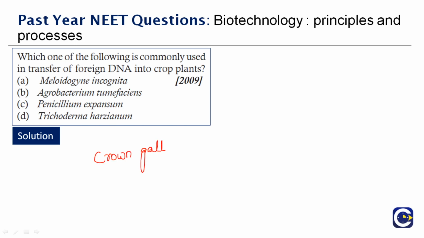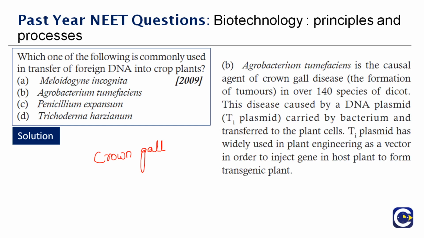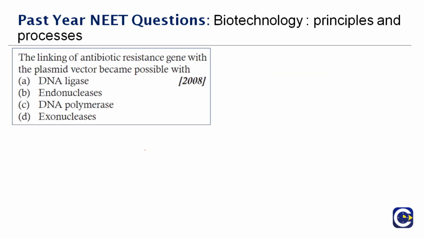They appear like huge lumps. Right, it's called crown gall disease, the formation of tumors in over 140 species of dicots. This disease is caused by a DNA plasmid, which is the Ti plasmid, and it's carried by the bacterium and transferred to the plant cells. The Ti plasmid is widely used in plant engineering as a vector in order to inject the gene into the host plant to form a transgenic plant. Therefore, the correct answer to this question is option B, Agrobacterium tumefaciens. Next question here. The linking of the antibiotic resistant gene with the plasmid vector becomes possible with dash.